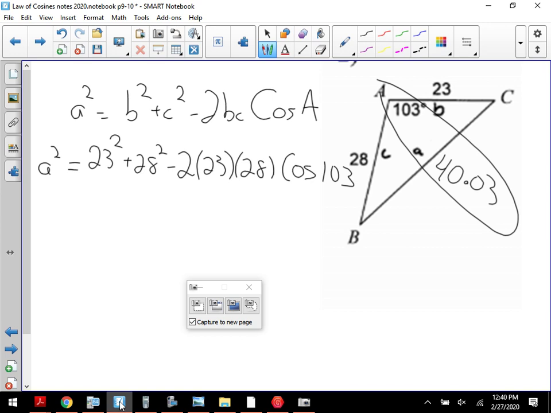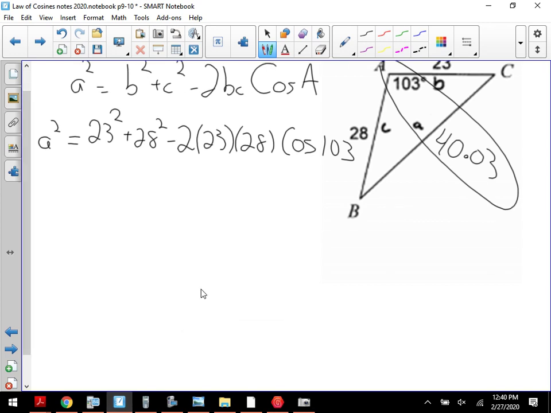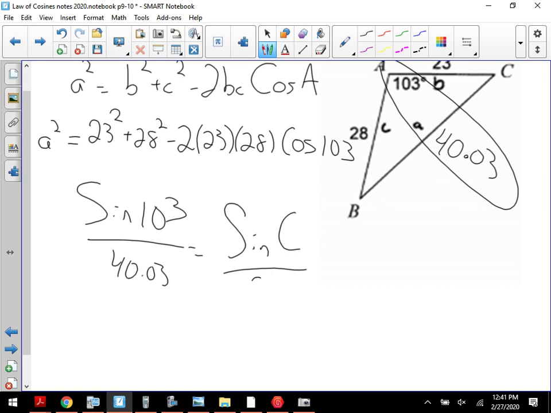In this case, we have to use it one more time to get another angle. I always tell you guys to find the next largest angle every time. So which one are you going to have to find, angle C or angle B? You're going to find C, because 28 is the larger of the sides across. So you use your sine. Sine 103 is to 40.03 as the sine of C is to 28.